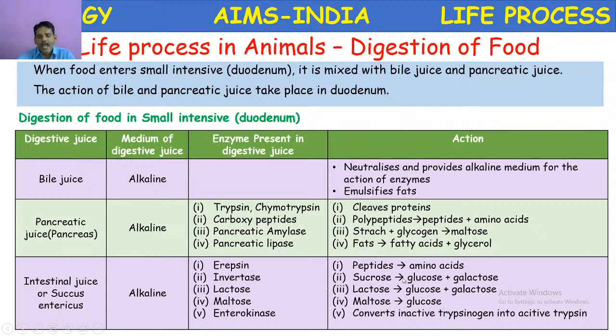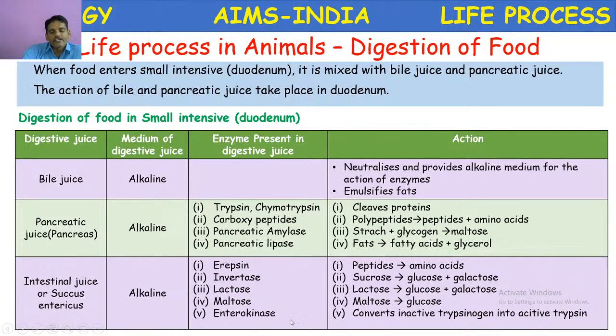Invertase acts on sucrose. Invertase is also called sucrase. It breaks this sucrose, a complex carbohydrate, into simple sugars, glucose and fructose. Then the lactase enzyme acts on lactose, milk sugar, and converts it into glucose and galactose. Maltose is converted by the maltase enzyme to glucose.